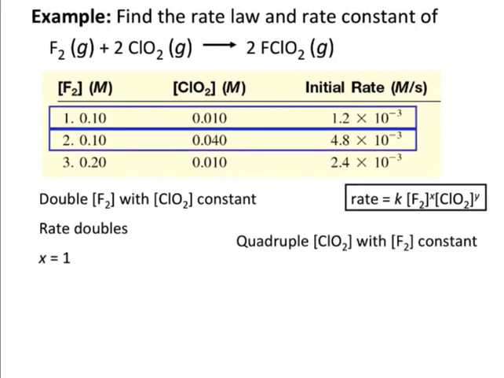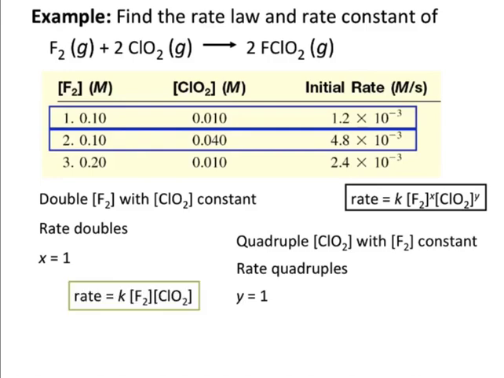Great. Now, if we look at trials 1 and 2, the fluorine concentration is constant. The ClO2 concentration, we quadruple that. What happens to the rate? 12 times 4 makes 48. Hey, we also quadruple the rate, and this is y is equal to 1. So this reaction is first order in fluorine, first order in chlorine dioxide, and you can say the rate law expression is like this.